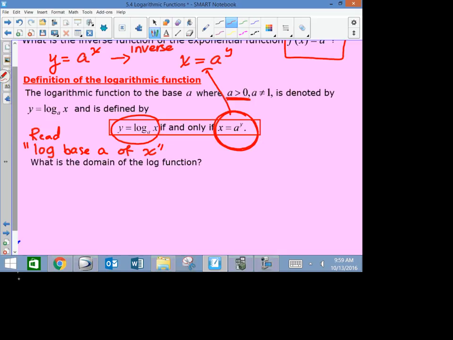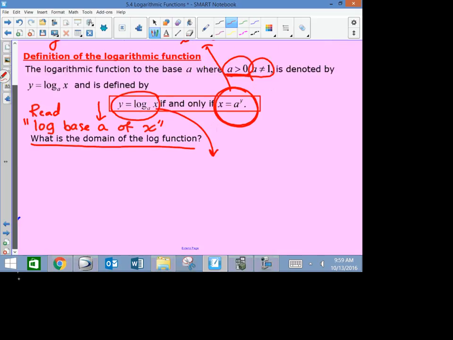So these are very defined. A has to be positive, not even 0. And a is not 1, because remember 1 is just worthless. 1 to any power is 1. We're not going to talk about 1 to any power. We're just going to talk about 2 and 3 and 4 and 1/2 and 1/6 and all those. All right.